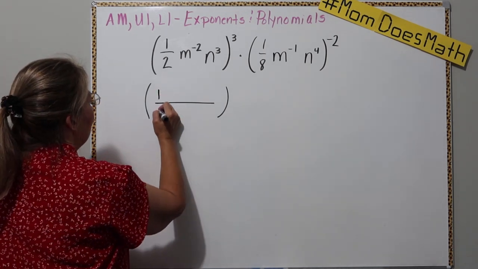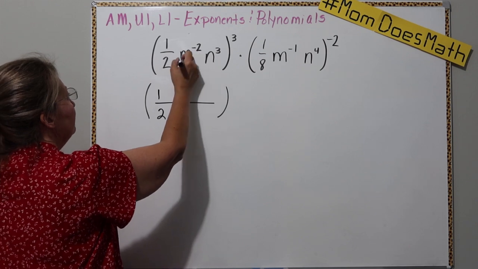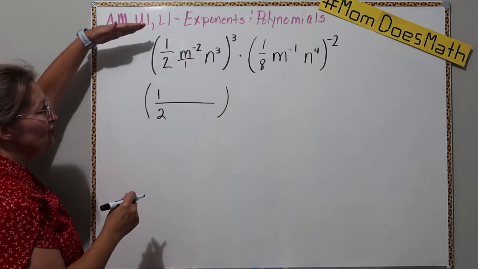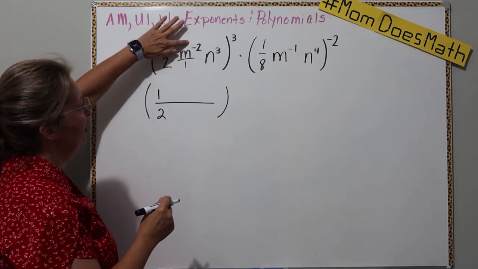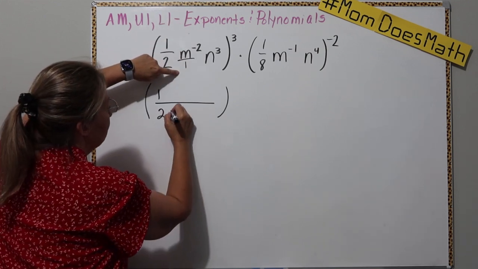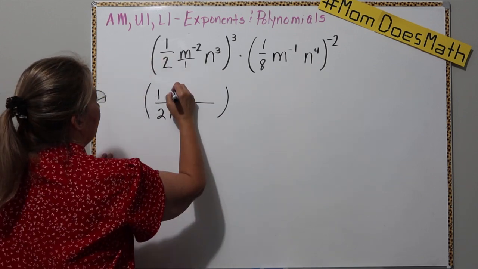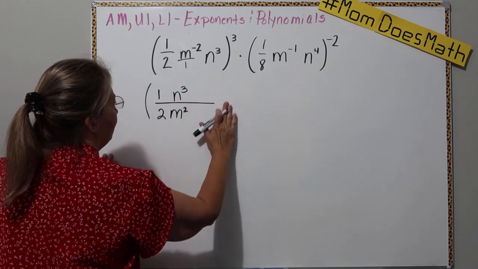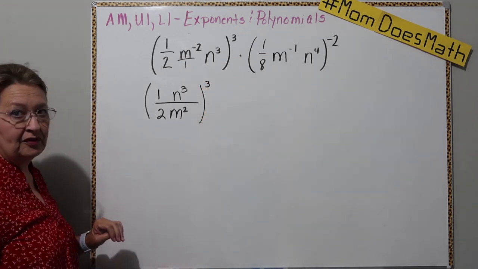So I've got my 1 and my 2. Now m to the negative 2 right now is actually on top. So what would I do if I want to change this to a positive? Well, it's going to have to go to the bottom. So I'm going to go ahead and do that. Now, n to the 3rd is fine. And I don't need this much room. And that's all going to be cubed.